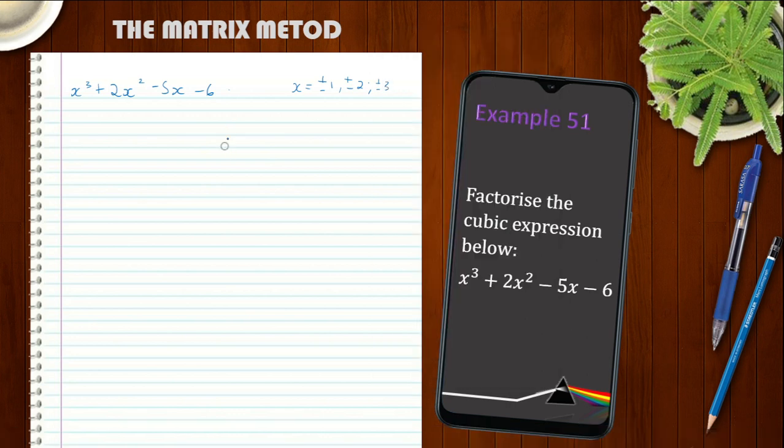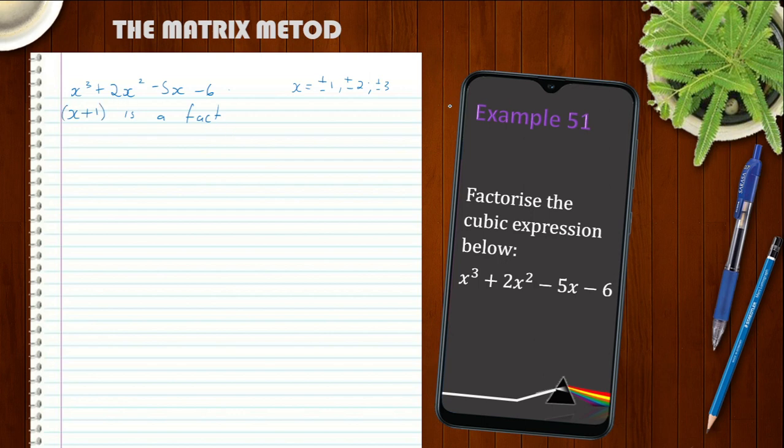So if I substitute in minus 1, it means that I will get 0, which means that x plus 1 is a factor. Because remember, if you say x plus 1 equals 0, and you solve for x, then you get x equals minus 1. So that's why x plus 1, with the opposite sign, is the factor.